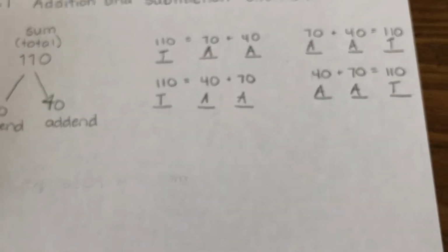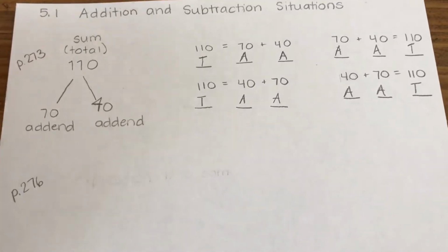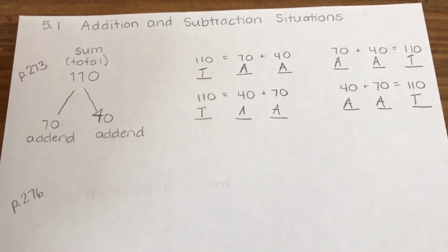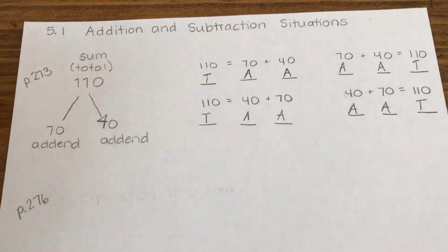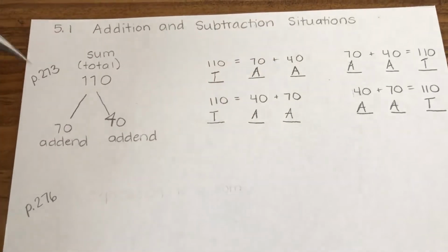You also will have some subtraction. So for each math mountain, there are a potential of 8 different ways to write that equation. All right, and I just wanted to let you be aware of how you should be filling that particular section out on page 273.